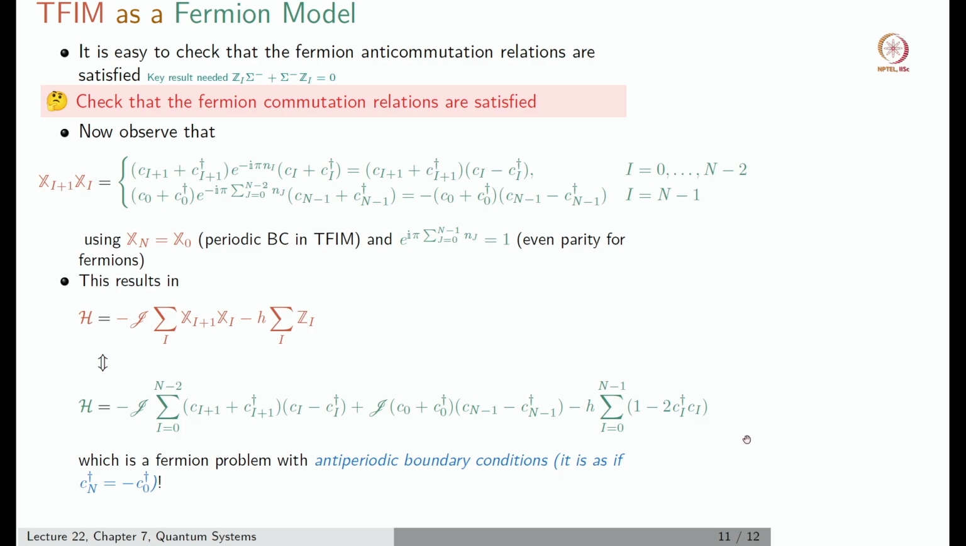Okay, so we have achieved something fairly non-trivial here. What we have managed to do is take a qubit problem, which is a hardcore boson problem, and using this beautiful transformation invented by Jordan-Wigner, we were able to convert this to a fermionic problem.